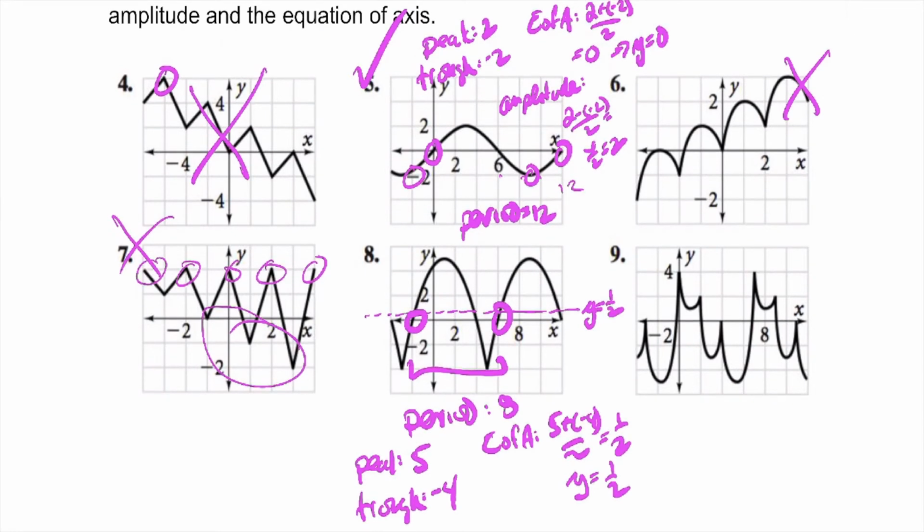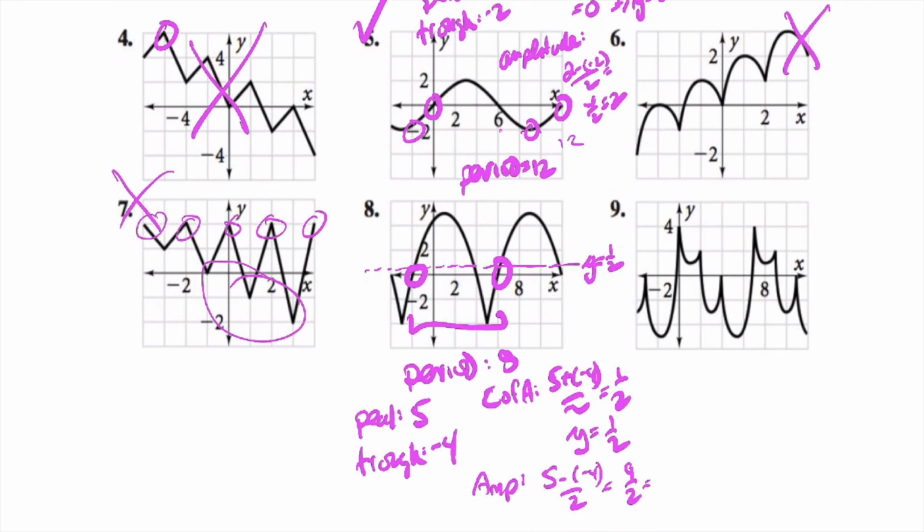And our amplitude is peak minus trough over 2. So in this case, 5 minus -4 over 2, which gives me 9/2, or roughly 4.5. So that's our amplitude.